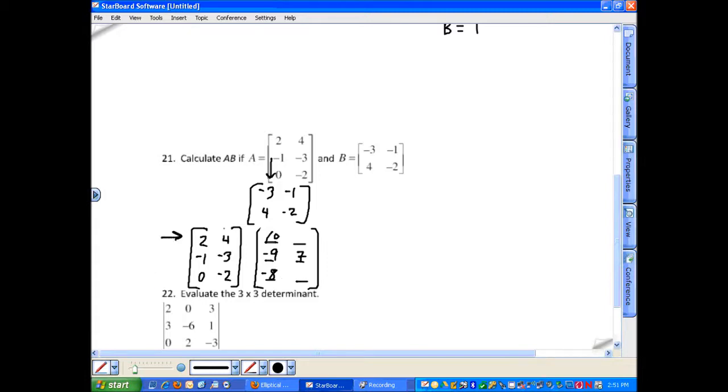And I move back to the top row, down that column. 2 times -1 is -2. 4 times -2 is -8. -2 and -8 makes -10. And then we need to drop down to this row. 0 times -1 is 0. -2 times -2 is 4. 0 plus 4 is 4.